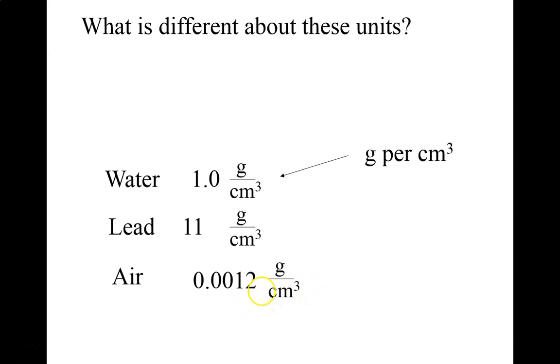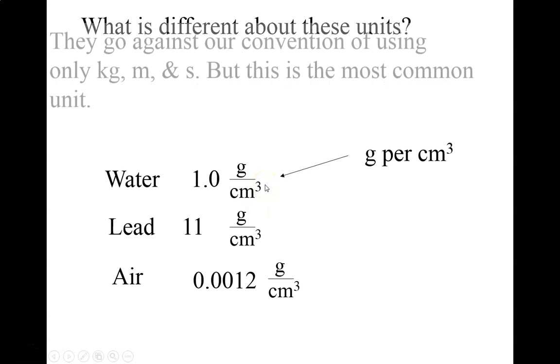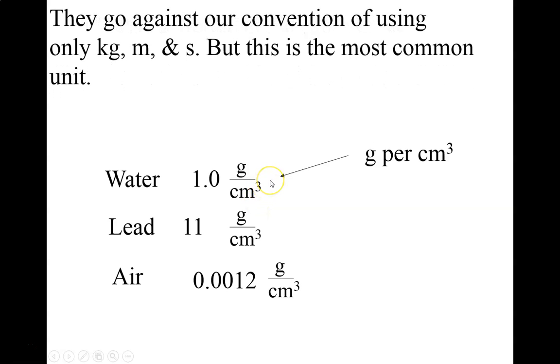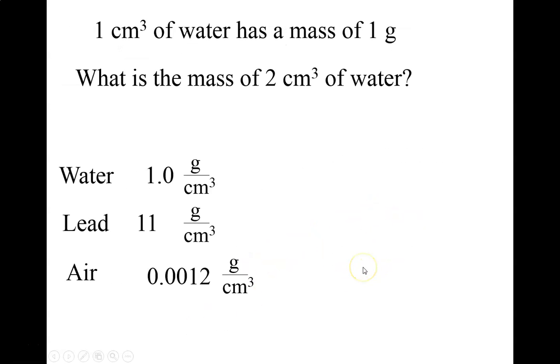So what's different about these units than the ones we're normally used to working with? Well, we normally deal with kilograms and meters, not grams and centimeters. But when dealing with density, it's pretty common. So those are the ones we're going to use. We'll use some kilograms per meter cubed, but only in a specific case.